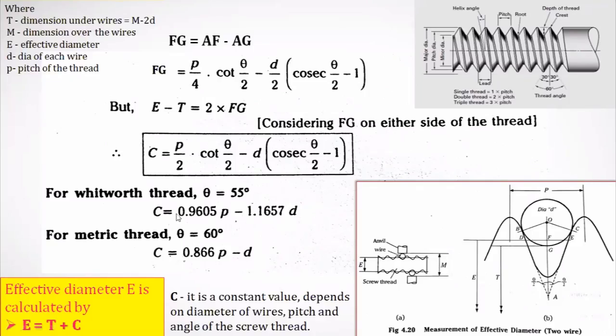Similarly, if it is a metric thread, right? If it is a metric thread, here, 60 degree, if you substitute 60 degree in this equation, it will become 0.866 P minus D. P is pitch, right? D means the diameter. So finally you're going to get the value of C. That value of C, if you substitute into this equation, you're going to get the E value, effective diameter of the screw thread or pitch diameter of the screw thread by using two wire method.